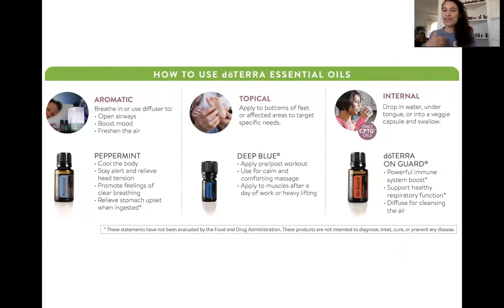Topical, again, same thing. You can talk about the topical usages, and then as you share about Deep Blue, reference it to the people in the room. And then internal, this is only for doTERRA, drop in water for all of these amazing health benefits. Talking about then On Guard, if someone mentioned immunity, then you say, okay, yeah, Sally, On Guard is going to be an excellent one for your immunity benefits. And then again, you're going to be passing it around the room.